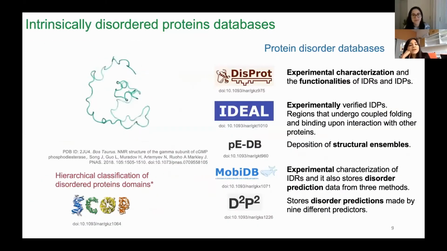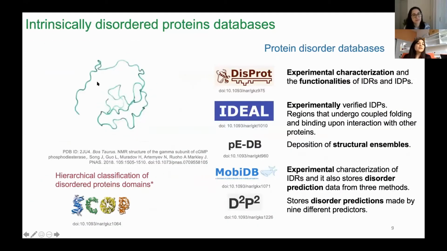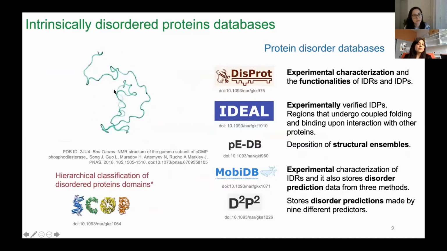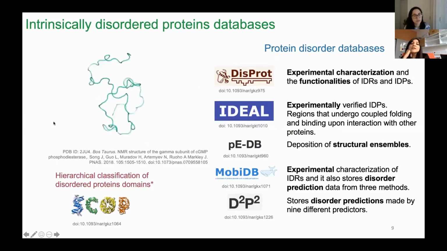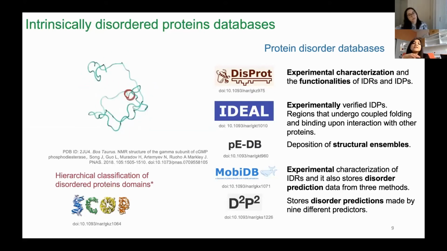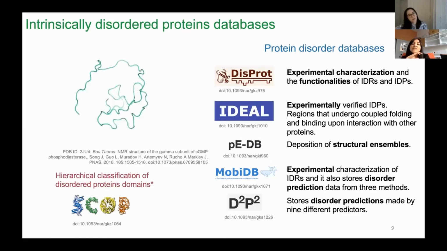So here we see a disordered protein of a cow. You can see that these disordered proteins don't have a unique three-dimensional state, but they are still functional, and you can see how highly dynamic they are.